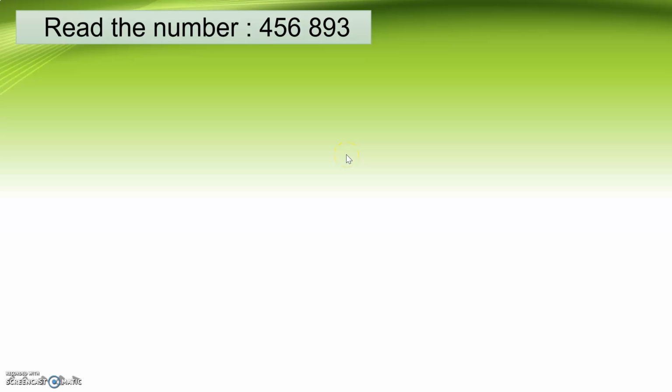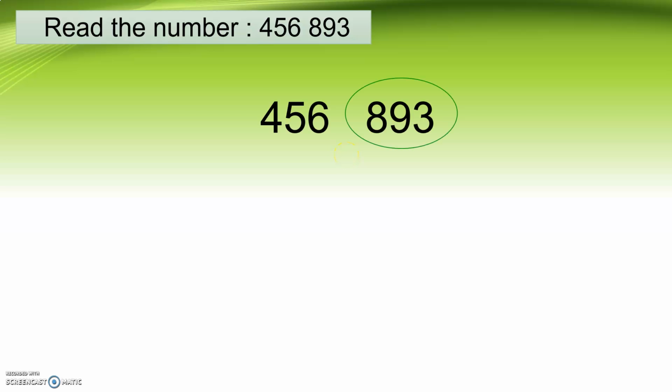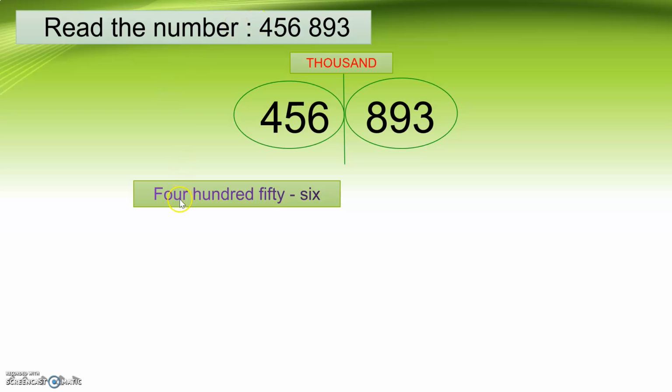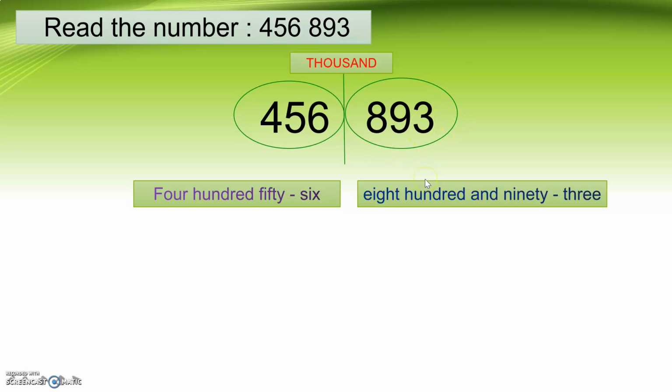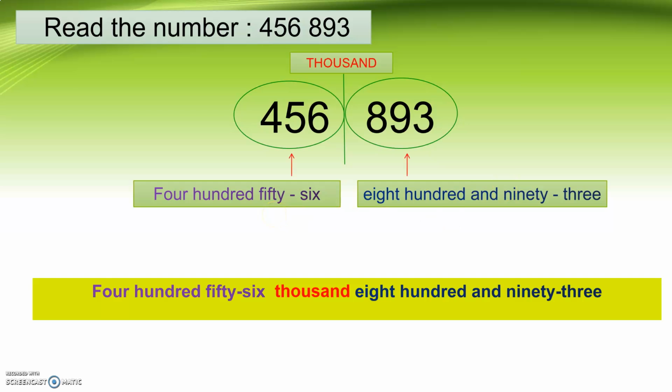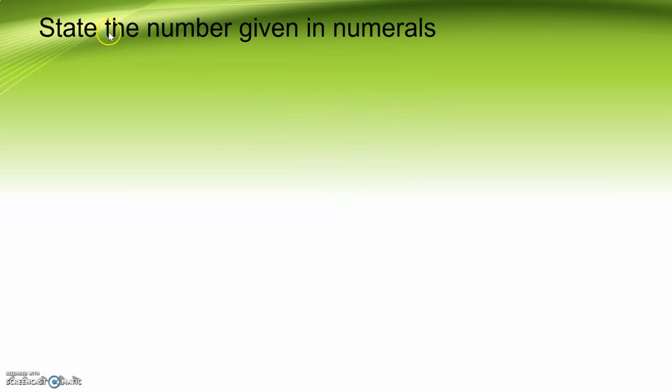Okay, let's see another example here. So just follow here, 1, 2, 3 circle, 1, 2, 3 circle, and at the middle is thousand. So the first group here is 456 and the second one here is 893. So we will read 456,893.